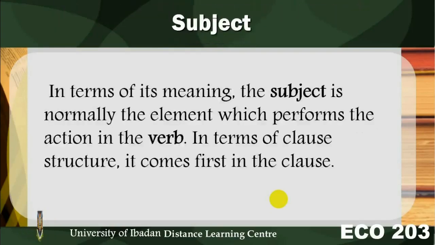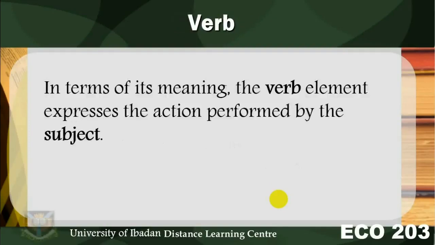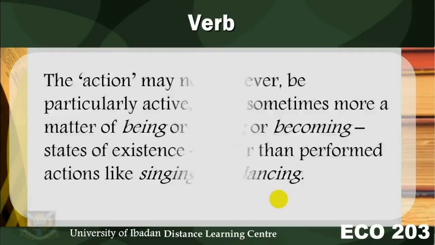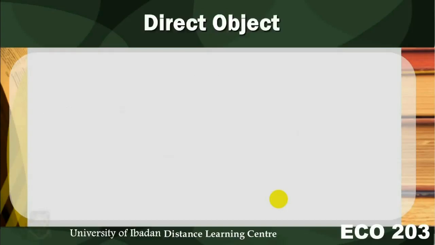Subject. In terms of its meaning, the subject is normally the element which performs the action in the verb. In terms of clause structure, it comes first in the clause. Verb. In terms of its meaning, the verb element expresses the action performed by the subject. The action may not, however, be particularly active, being sometimes more a matter of being or feeling or becoming, states of existence, rather than performed actions like singing and dancing.